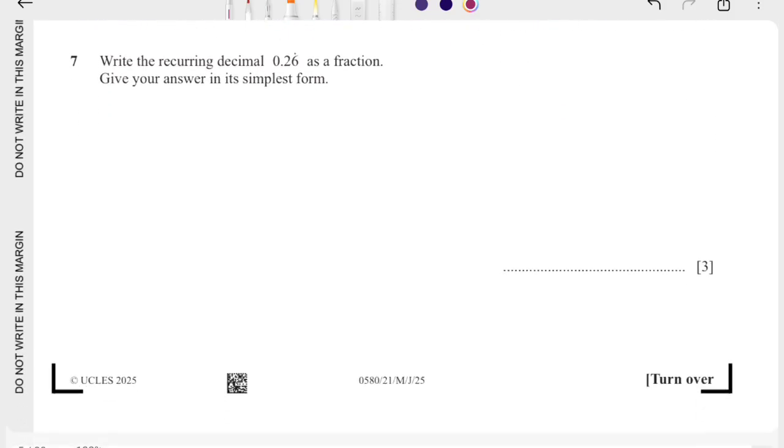Question number 7. Write the recurring decimal 0.26 with a dot on the 6 as a fraction. Give your answer in its simplest form. So let x is equal to 0.26 with a dot on the 6. It shows that 6 is repeating again and again. So x is 0.2666 and so on.